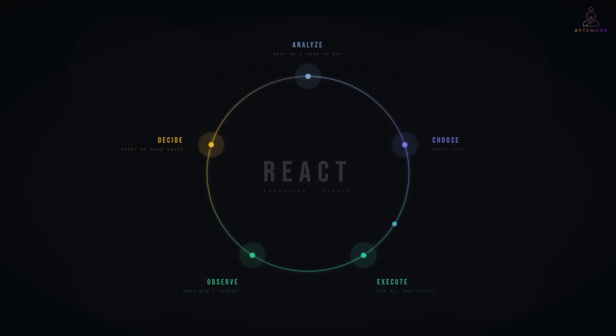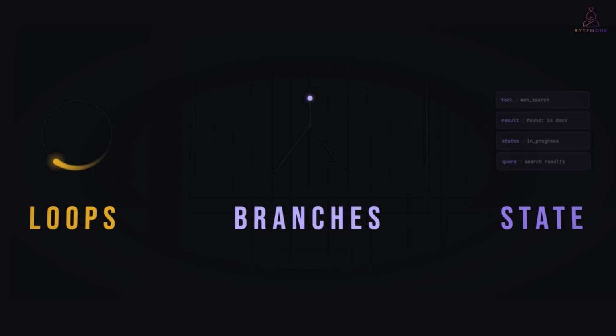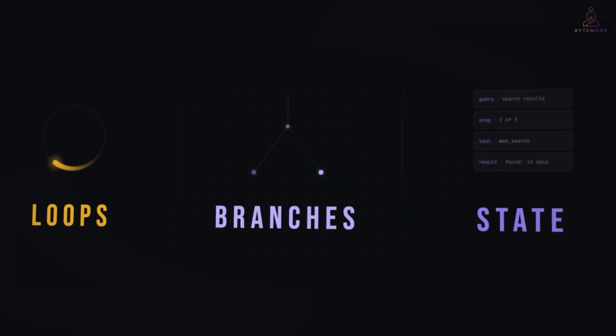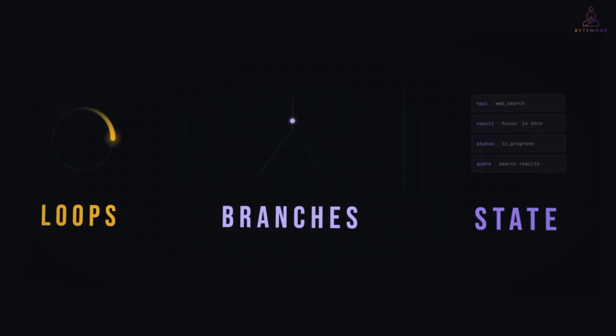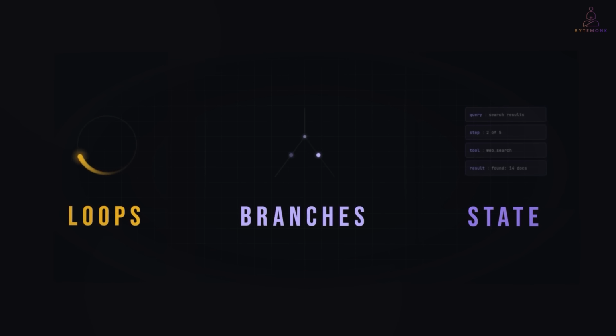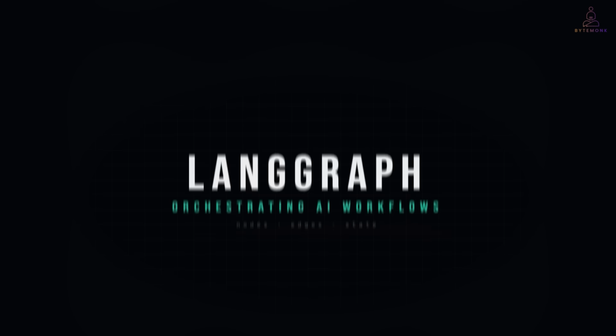But here is where the engineering challenge hits. These workflows are no longer linear. They have loops, they branch, they call different tools depending on what they find. They have state, information that needs to persist across multiple reasoning steps. You're no longer writing a script, you're engineering a dynamic, stateful system. Simple chains can't handle this cleanly, which is exactly why LangGraph exists.